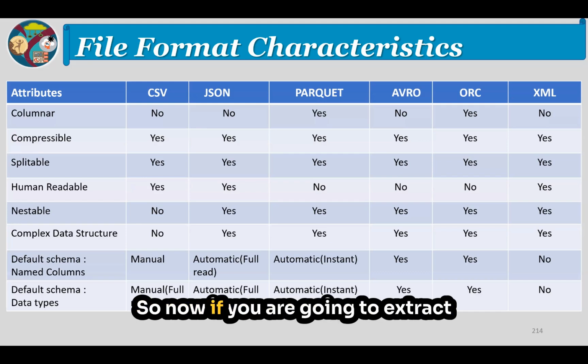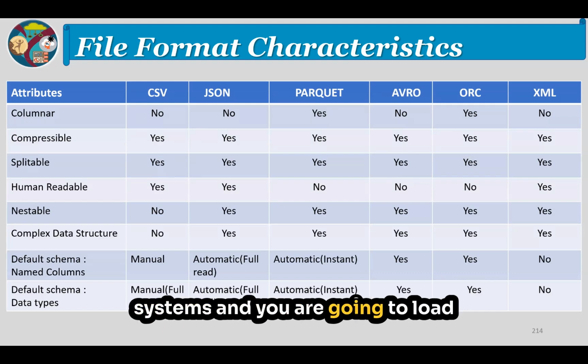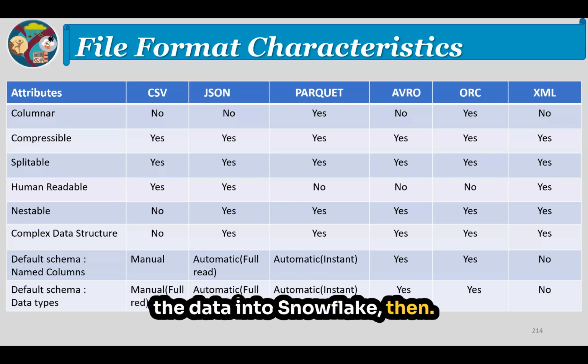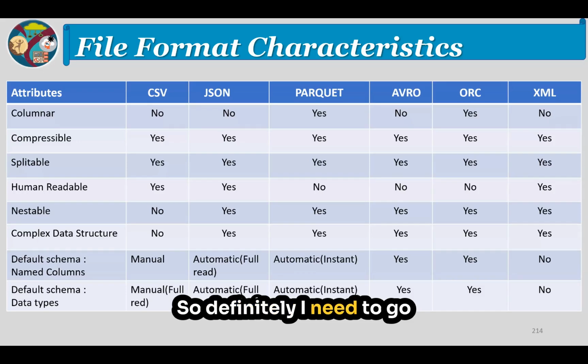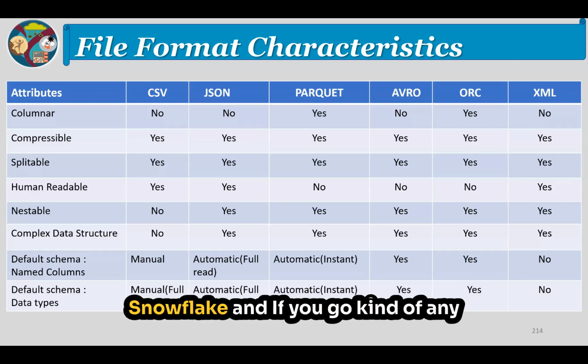Now, if you are going to extract the data from those kinds of source systems and load it into Snowflake, then you cannot use CSV, because the data is not in a structured format. It is in a semi-structured format. So definitely I need to go with either JSON or Parquet, then only I can load the data into Snowflake.